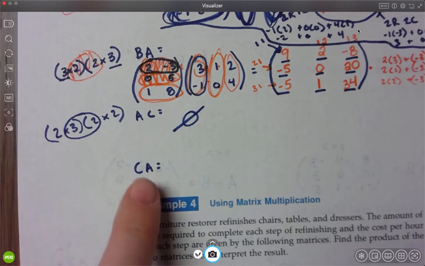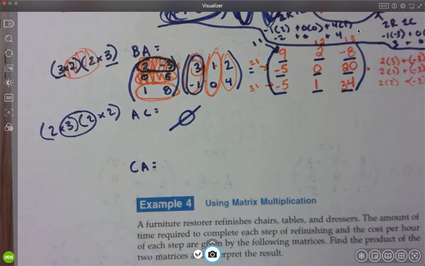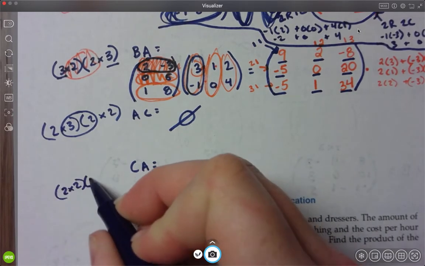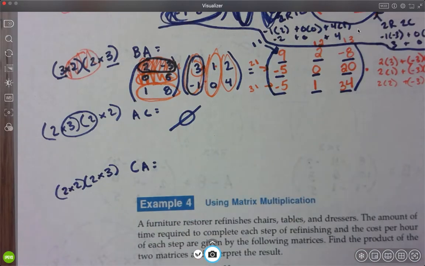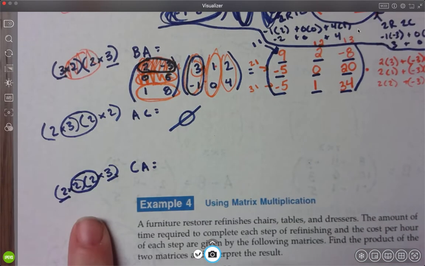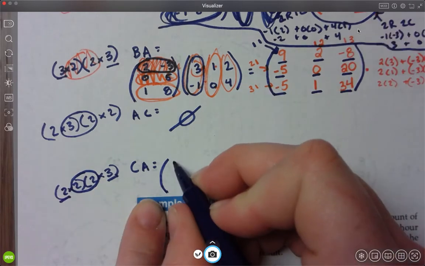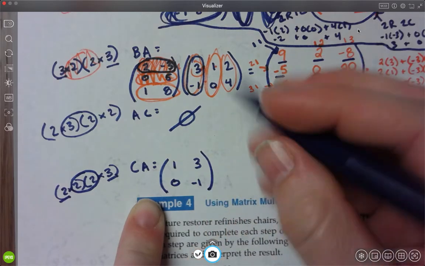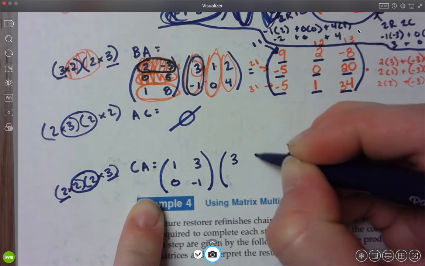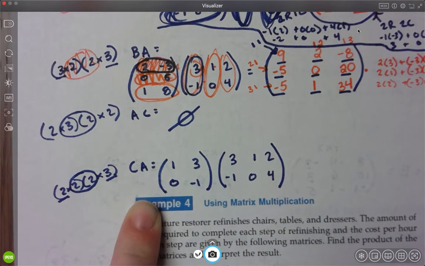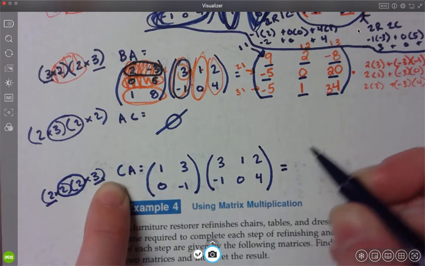Okay, then this one, C times A. So if I do them in the reverse order, this would be a 2 by 2 times a 2 by 3. So I can take C times A because I have those 2 middle pieces, and what will end up happening is he will end up being a 2 by 3. Okay, so let's write out. I'm gonna recopy from up above. C is 1, 0, 3, -1, and A is going to be 3, 1, 2, -1, 0, 4. There we go. Okay, so he's going to end up being a 2 by 3 matrix.